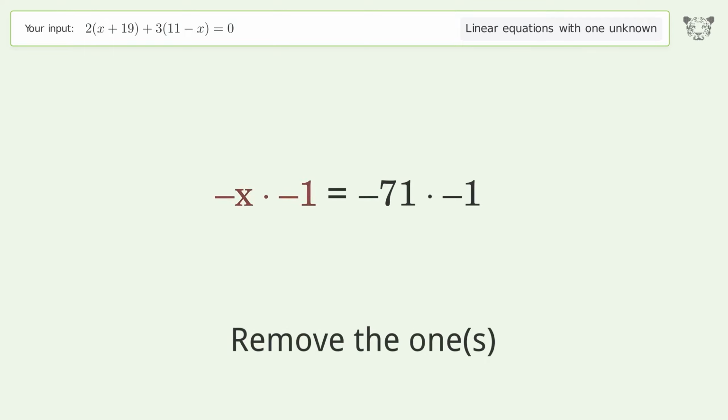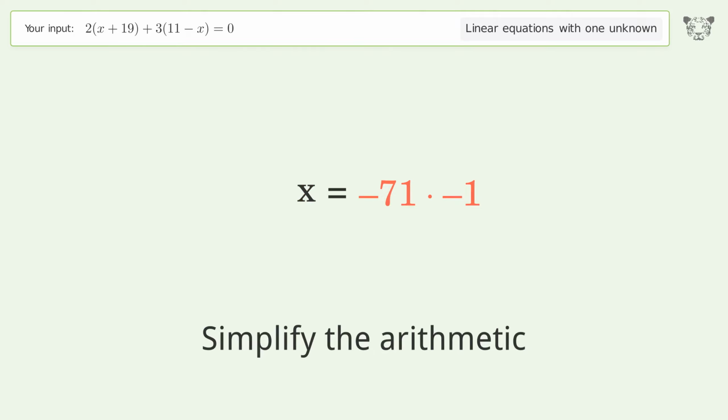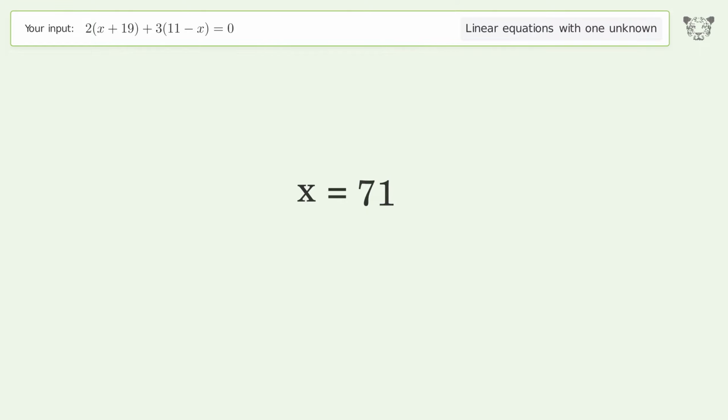Remove the ones. Simplify the arithmetic. And so the final result is x equals 71.